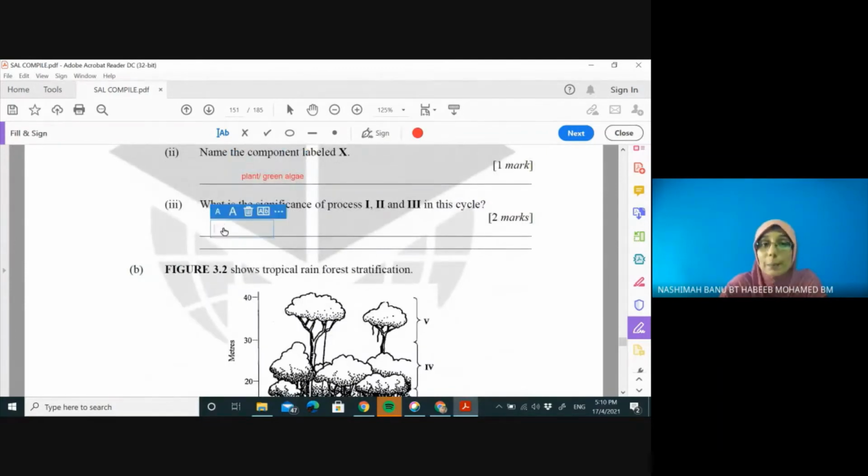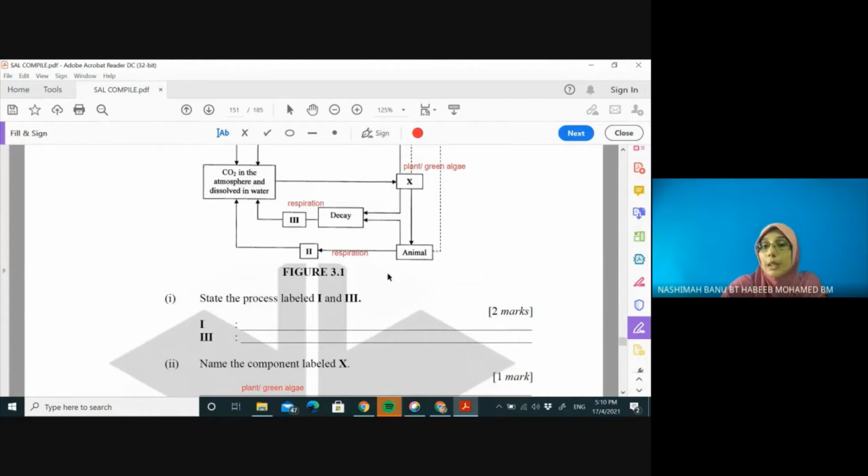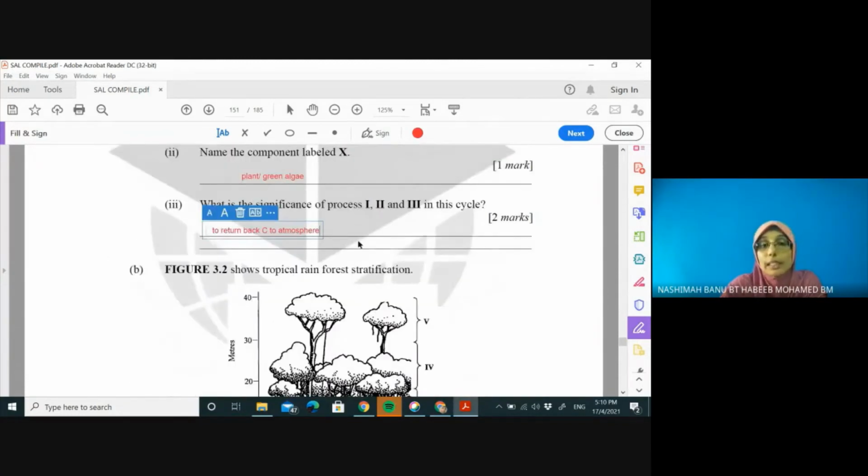So what is the significance? Kenapa perlu dipulangkan? Okay, look back here. So they call as a cycle. Cycle means what? They have to return ataupun dia boleh diguna semula. Okay, so that's why namanya is a cycle. Why? To return back carbon to atmosphere. Okay, kat sini better kita tulis atmosphere sebab dalam cycle ni dia dah tulis atmosphere. Okay, kalau dia tak tulis atmosphere, boleh kita tulis apa back to reservoir pool.